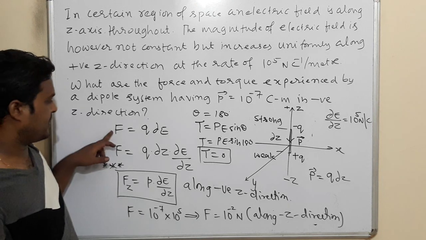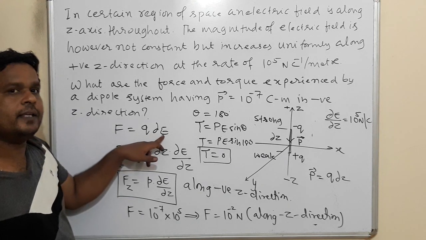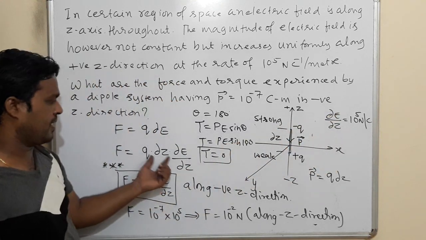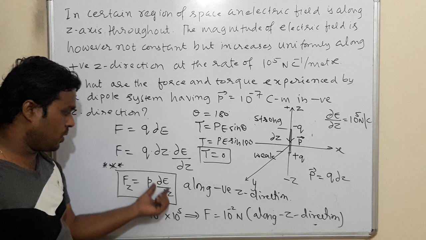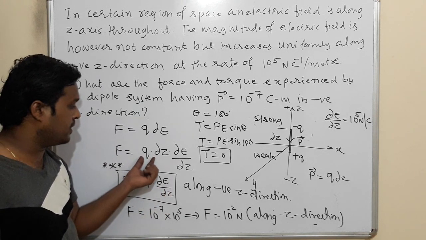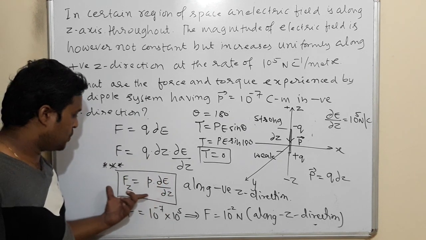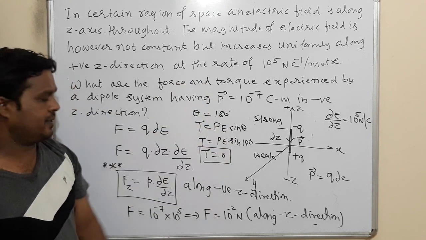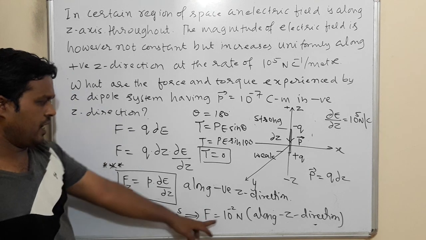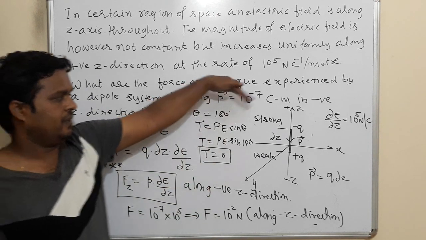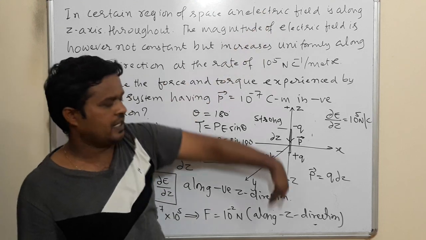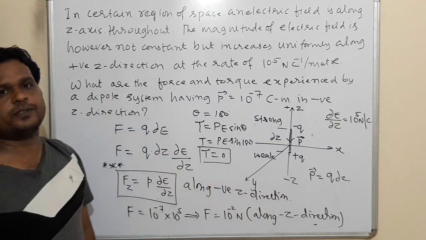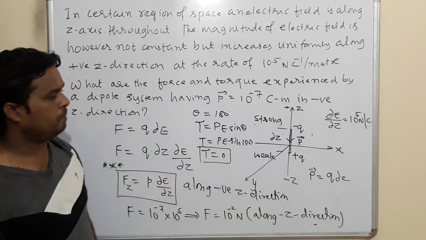Okay. First I will write the force. F is equal to q into dE, the changing field. Then to get dE by dz, I multiplied and divided by dz. Then I got dE by dz into P, since charge q into distance is the dipole moment. So this is the force acting on the dipole along the negative z axis. This force we have calculated, and for torque, this is the direction of the electric field, this is the direction of the dipole moment. The angle between E and P is 180, therefore torque is 0. Understood this?